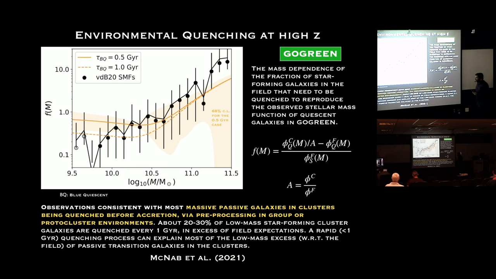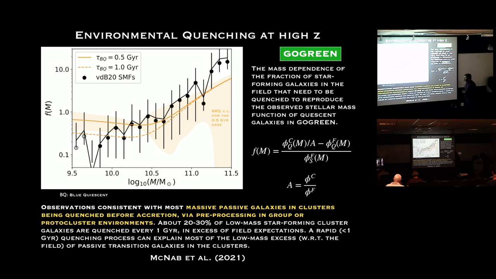And that is where this idea of pre-processing comes in. It's not only the cluster environment, it's not enough to explain the observations. You have a larger concentration, a larger density as well. And star formation rate is directly related to density, not only mass, but density, right?